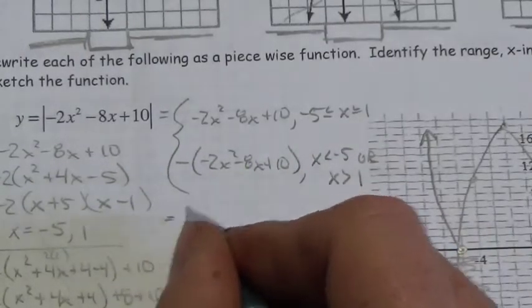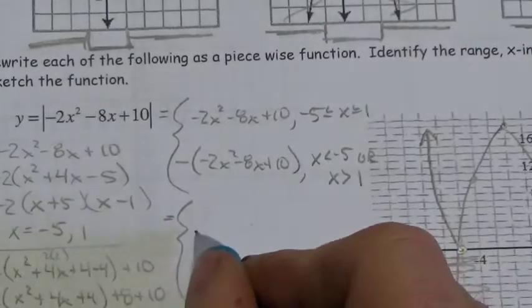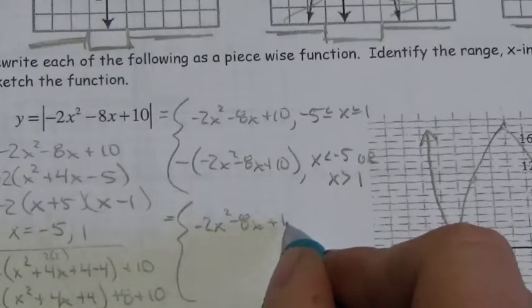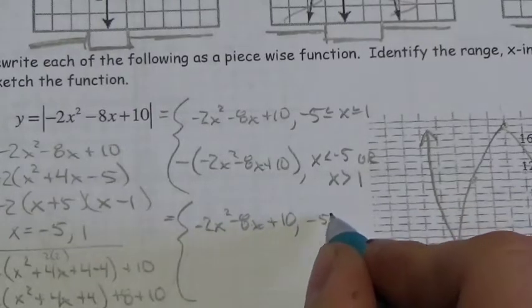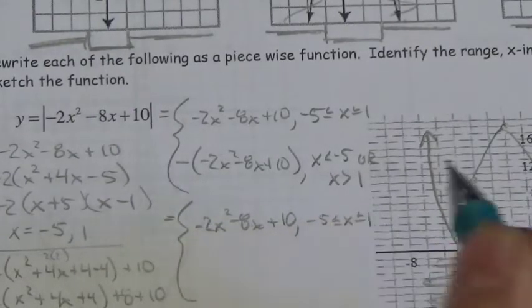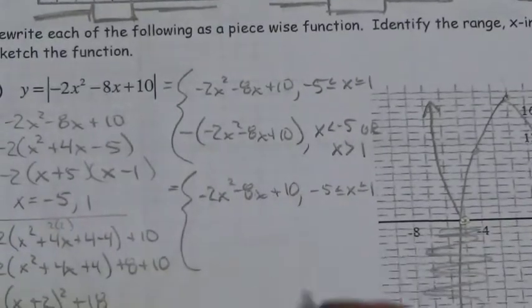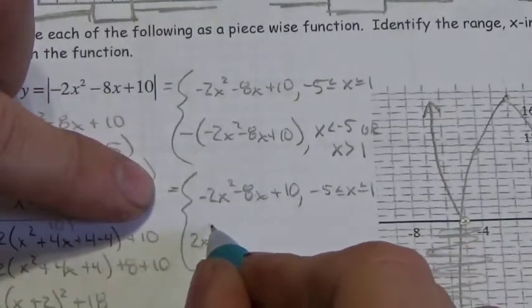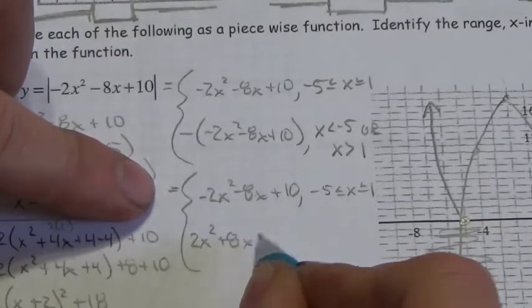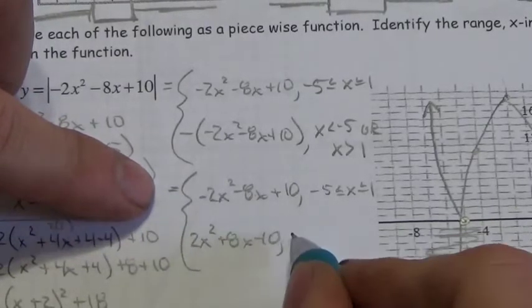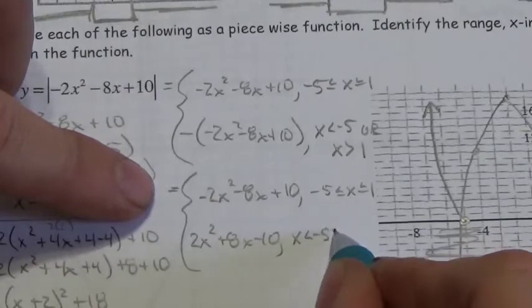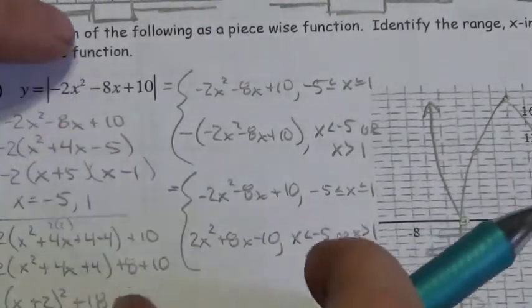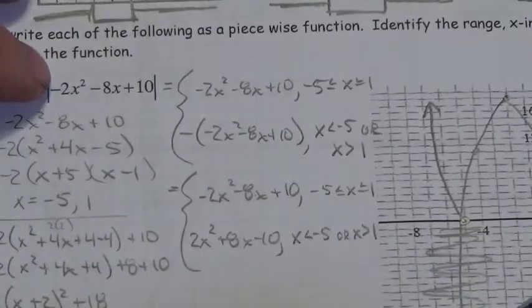Now I'm going to rewrite this again. This will be -2x squared minus 8x plus 10 when x is in between -5 and 1. Or it's going to be, I'm going to distribute that negative through, positive 2x squared plus 8x minus 10 if x is less than -5 or x is greater than 1. And there's the piecewise function that I wanted to create.